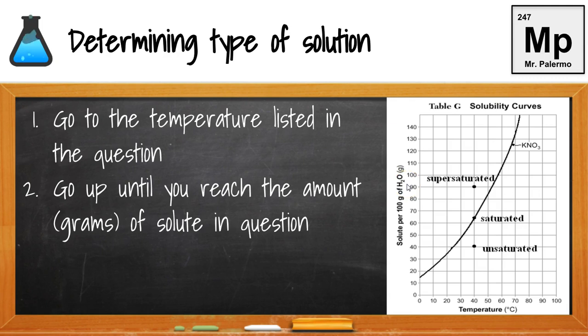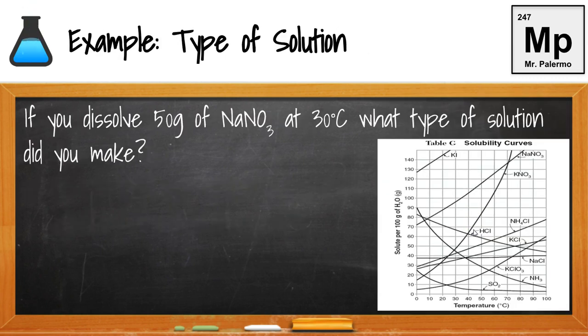And so for a typical problem, you're going to locate the temperature that's listed, as we did here, and then you're going to go up to the line, and you can determine what type of solution you made. So let's see some examples. The first example is going to look at a question where it's asking what type of solution did you produce. If you dissolve 50 grams of sodium nitrate at 30 Celsius, what type of solution did you make?